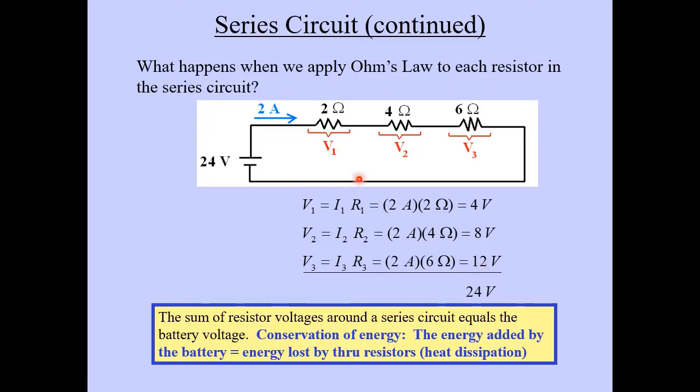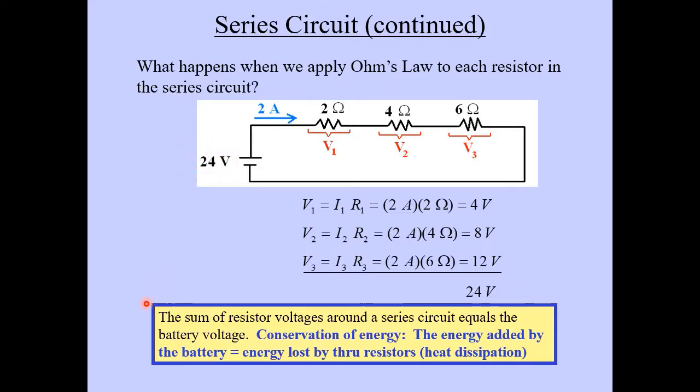So let's go ahead and add these three voltages together as we go around this loop. 4 plus 8 plus 12 is 24 volts. And this is not a coincidence. 24 volts is the same voltage that we see over here with the battery.